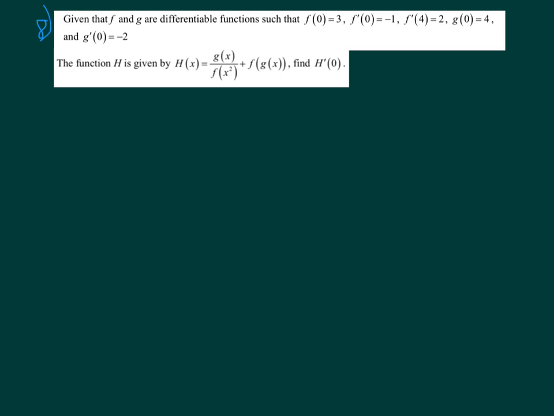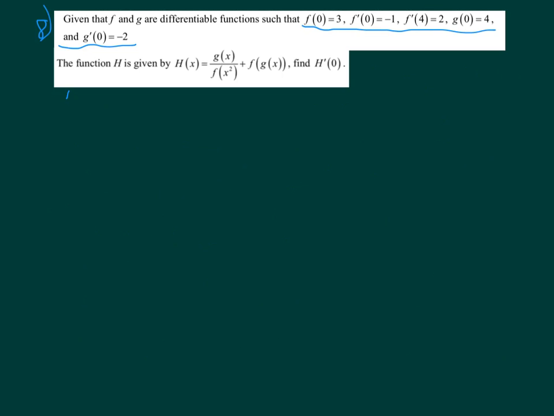Okay, so our last example here is, again, one of these symbolic problems. So we're going to go through and take our time, and we're given all this information at the beginning that we're going to use at the end. If you see here, it says the function h is given by h of x equals g of x divided by f of x squared plus f of g of x. Find h prime of 0.